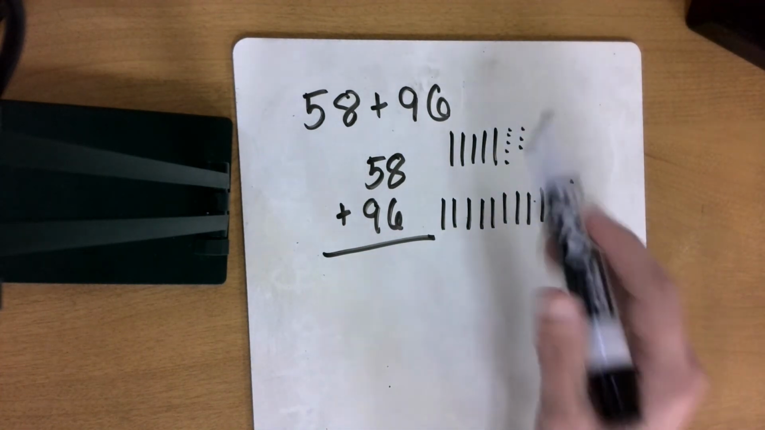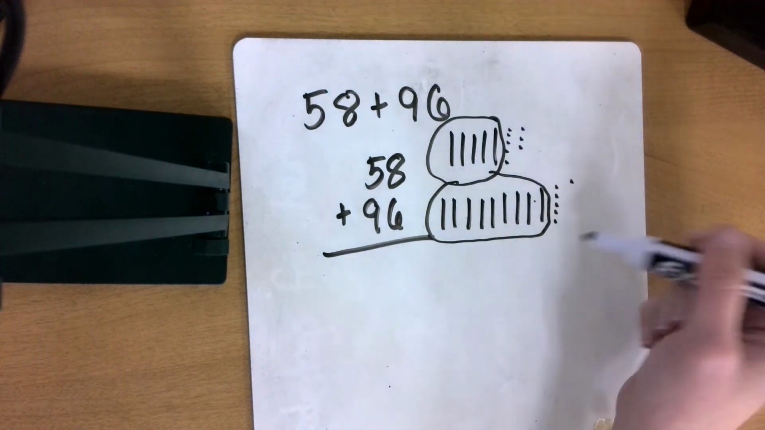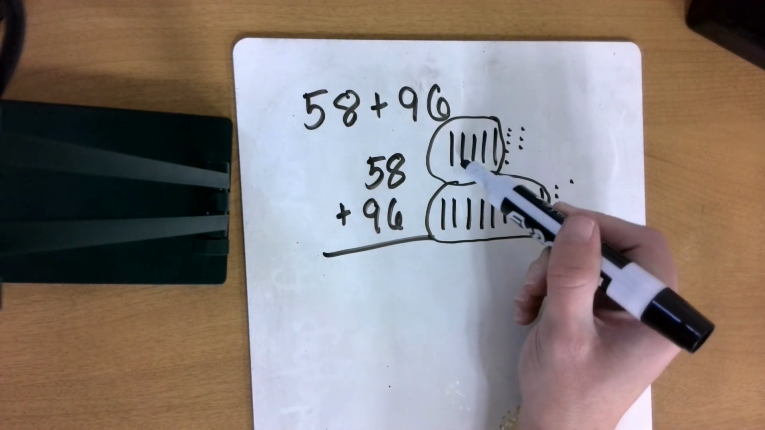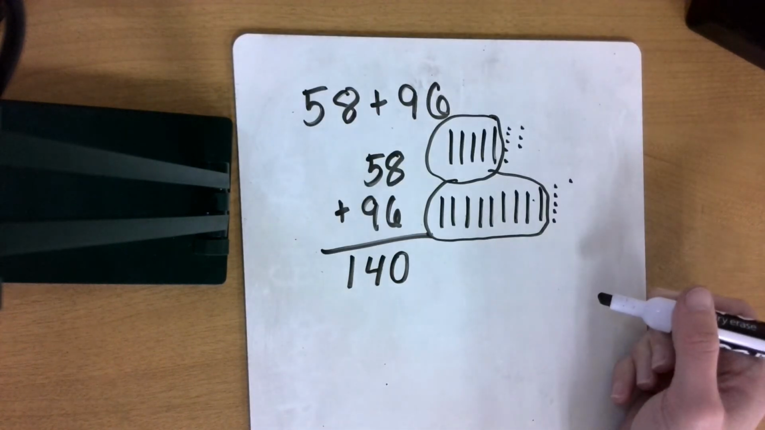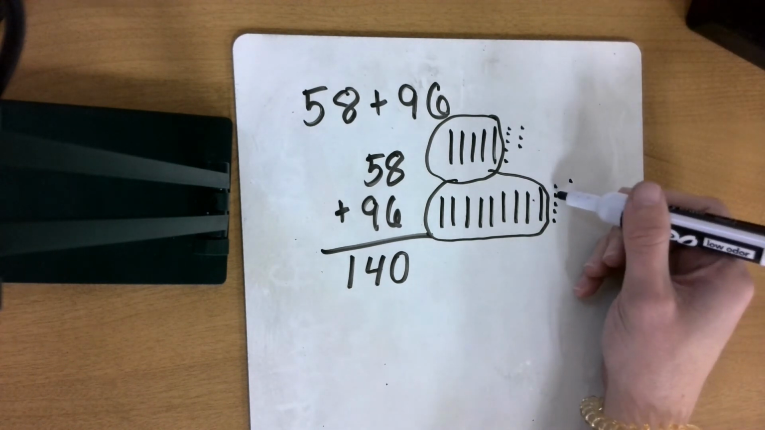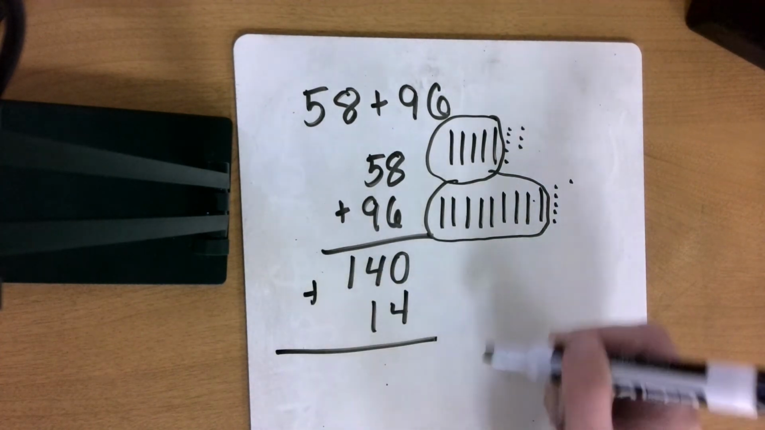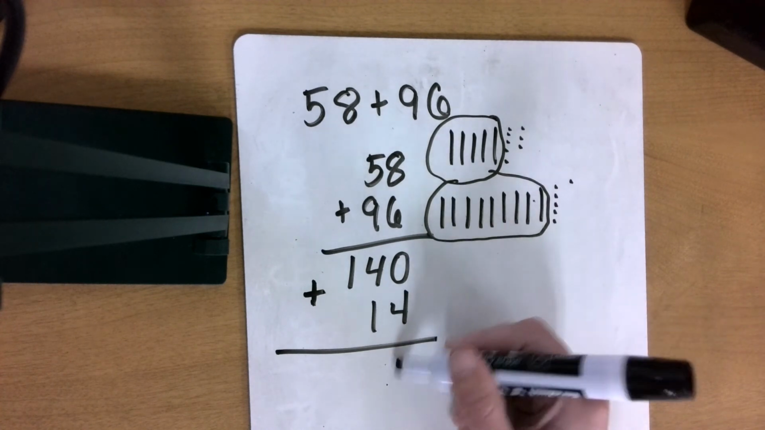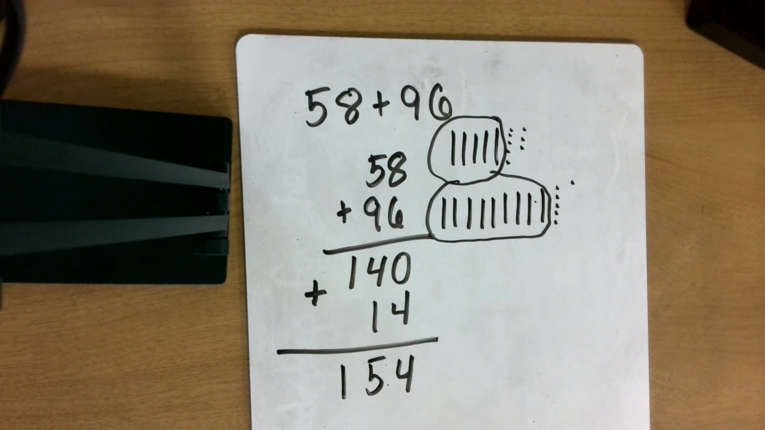So the first thing I'm going to do is I'm going to add my 50 and my 90 together. So I have 90, 100, 110, 120, 130, 140. And then I've got my 8 plus my 6, right? So I have 8, 9, 10, 11, 12, 13, 14. I'm going to add up those two partial sums. And I've got my answer that way. So think about using partial sums as you continue to solve addition problems.